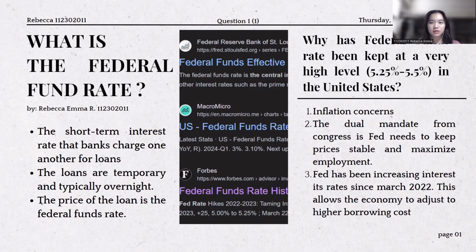Now, why has the federal funds rate been kept at a very high level in the United States? Well, there are several reasons for this. The first one is inflation concerns. The second one is the dual mandate from Congress, as the Fed needs to keep prices stable and, secondly, maximize employment. The third one, the Fed has been increasing interest rates since March 2022. This allows the economy to adjust to higher borrowing costs.